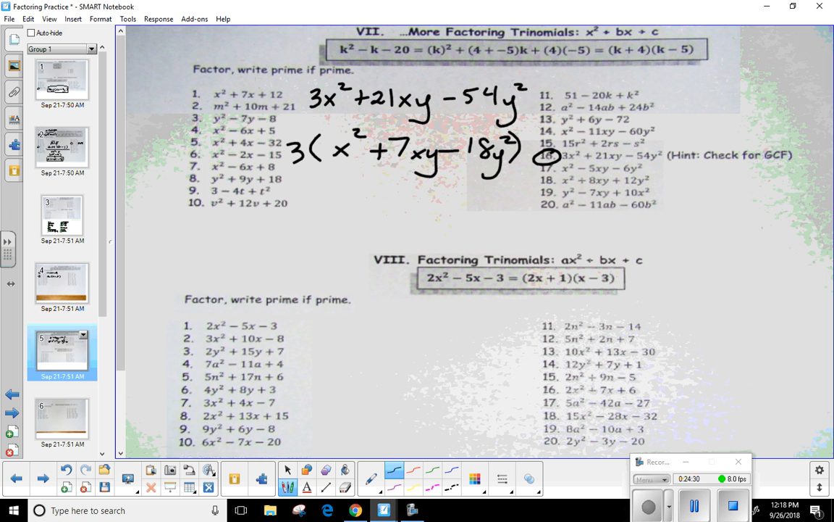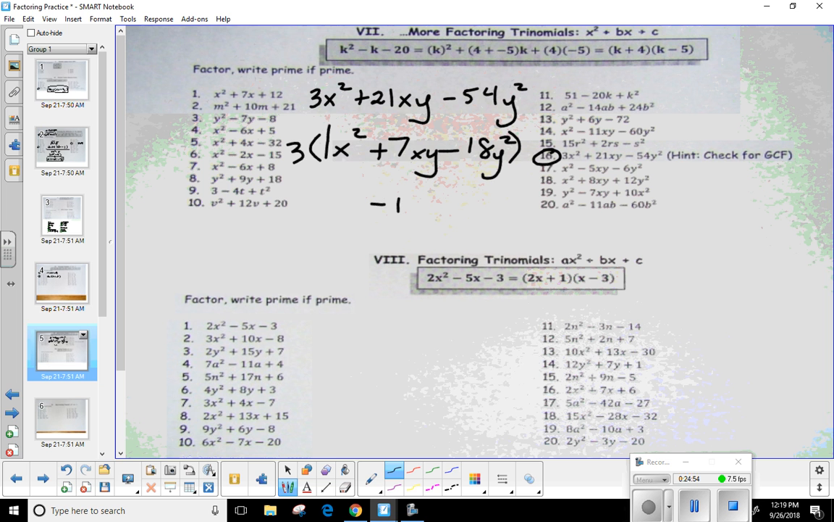Now, the fact that it has both an x squared and a y squared, don't let that bother you at all. Just imagine it's a normal trinomial. We're still going to run through the whole process. So I'm going to multiply the first number by the last. In this case, we don't have a constant, so it's just going to be the last coefficient. So what's 1 times negative 18?